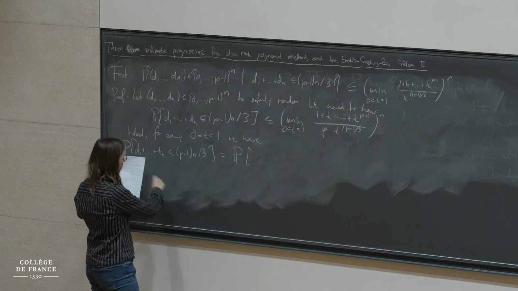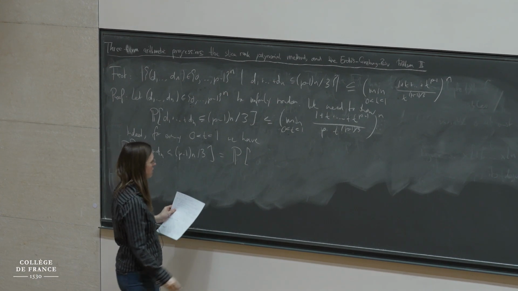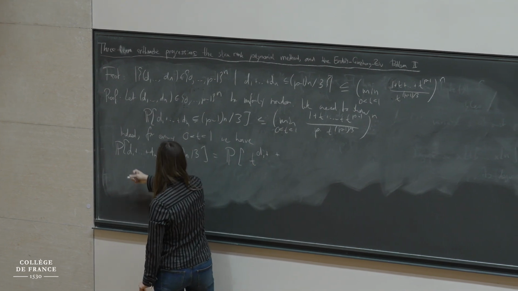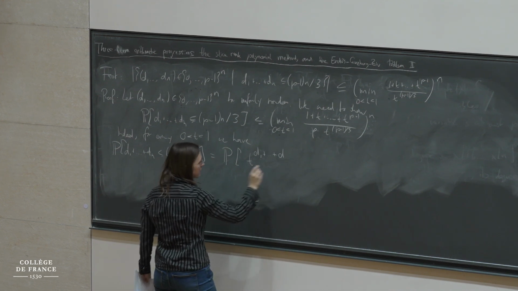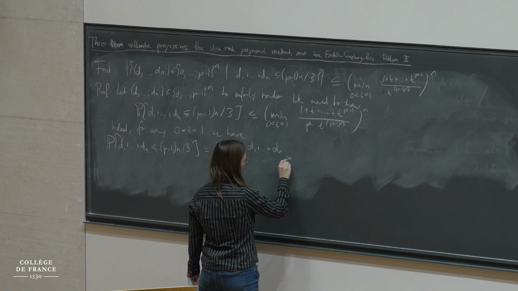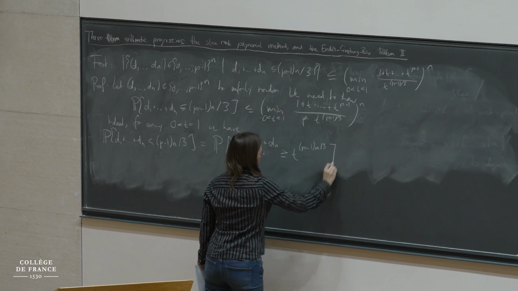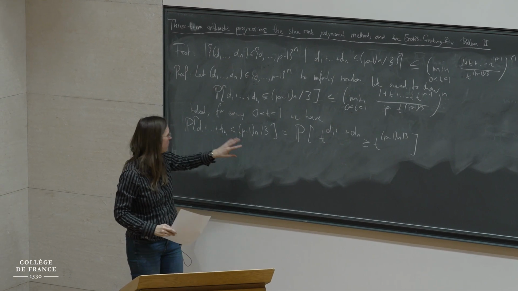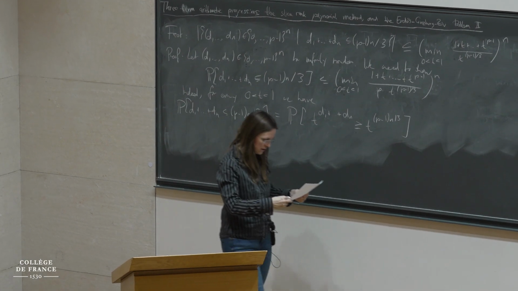This event, that the sum of d1 to dn is at most p minus 1 times n thirds, we can rewrite by taking t to the power of either side. So t to the left-hand side and t to the right-hand side: t to the d1 plus and so on plus dn is at least t to the p minus 1 times n thirds. Here the at least is not a typo, that's because t was less than 1. Because t is less than 1, this inequality changes signs if we take t to the left-hand side and t to the right-hand side.